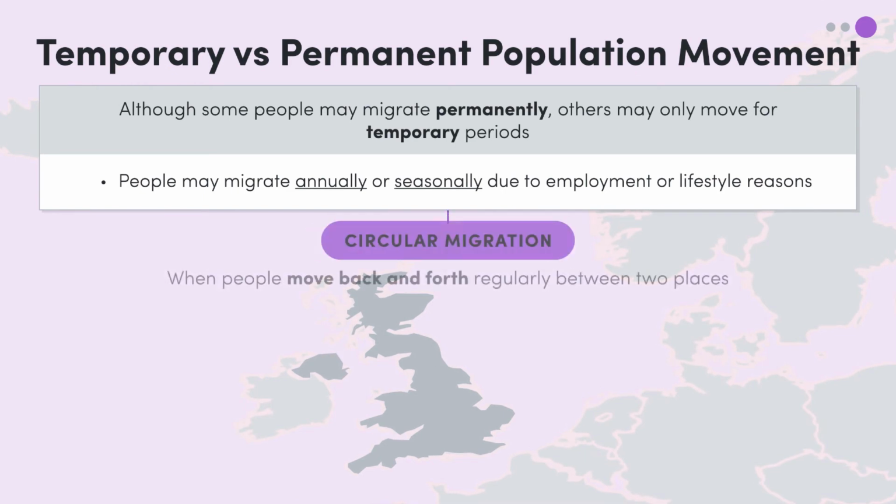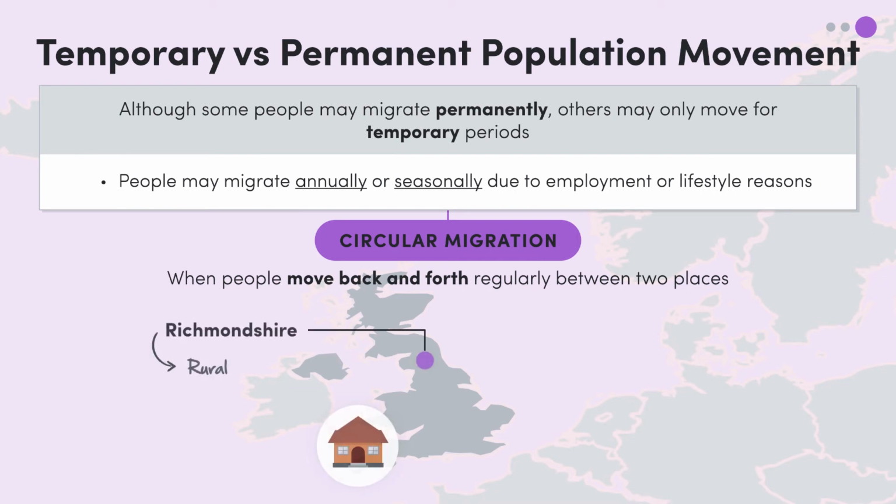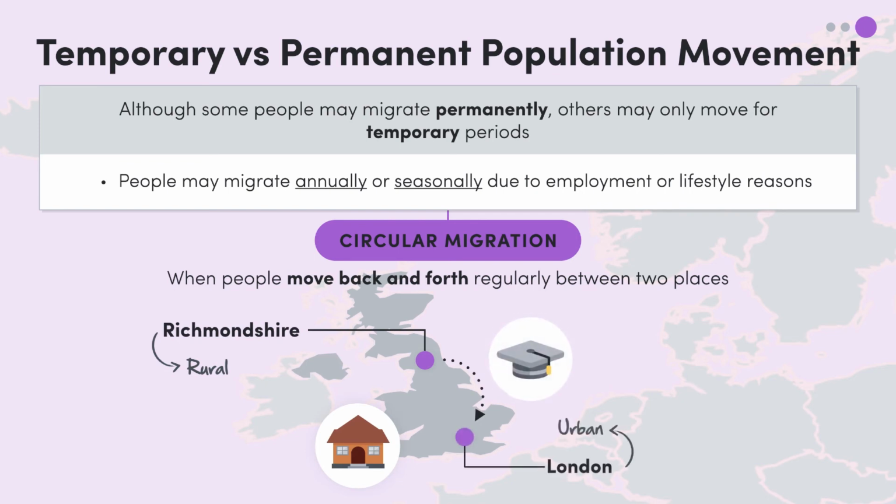Finally, when people move back and forth regularly between two places, this is known as circular migration. For example, when people move on a regular basis between their rural hometown and an urban centre to study or work while maintaining strong ties to their place of origin.